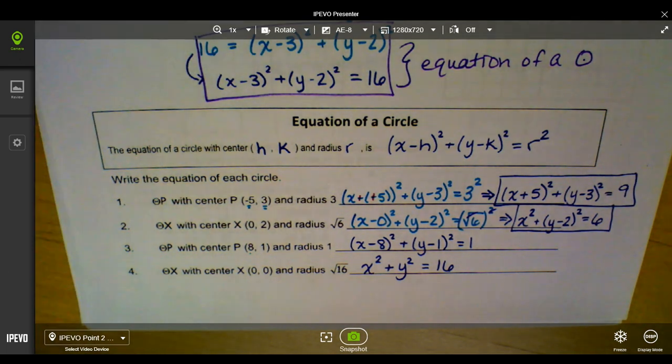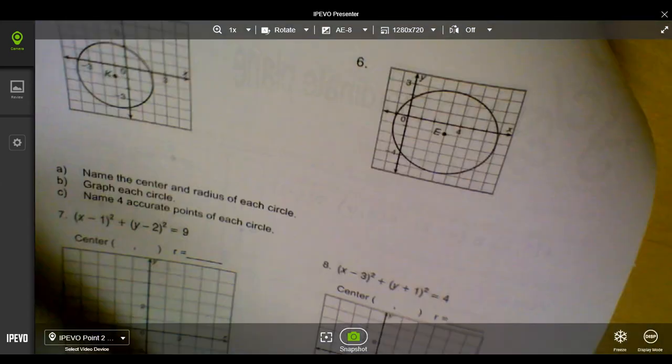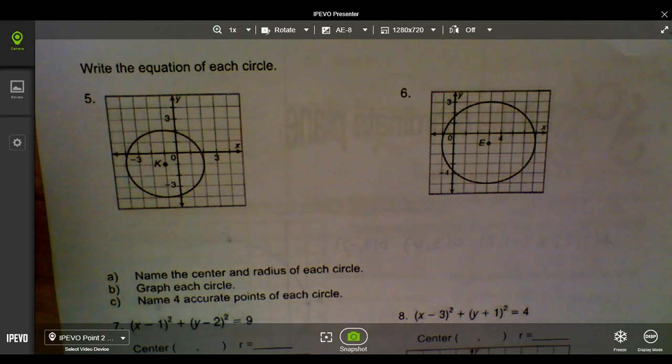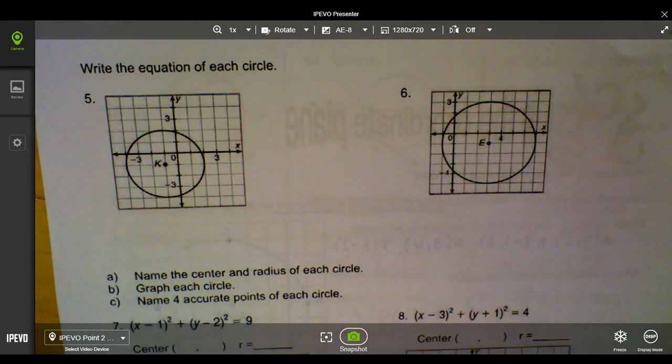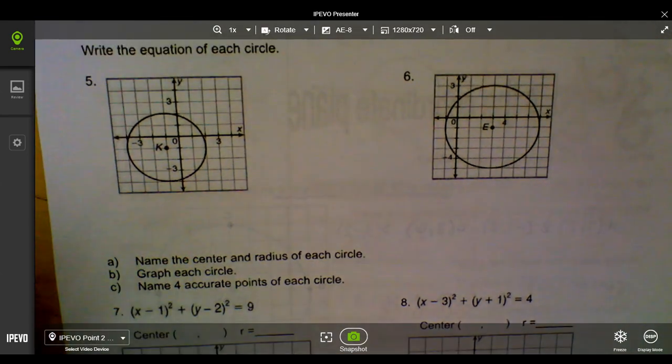All right, let's go on to the back side. We're going to go opposite. We're going to be given a picture of a circle, and then we have to figure out what the equation is. All right, so in order to write the equation given a picture of the circle, we just need to figure out two things. What is the center and what is the radius?